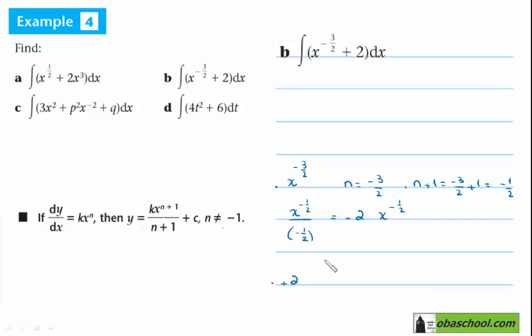Now, going back to the second term, 2. 2 is a constant. As we already studied previously, the integration of any constant is the constant multiplied by the variable. The variable here is x. Then, the integration of 2 is 2x. Let's now substitute in the formula. The answer is minus 2 multiplied by x to the power minus half, plus 2x, plus the constant c. It's always important to mention the constant c.